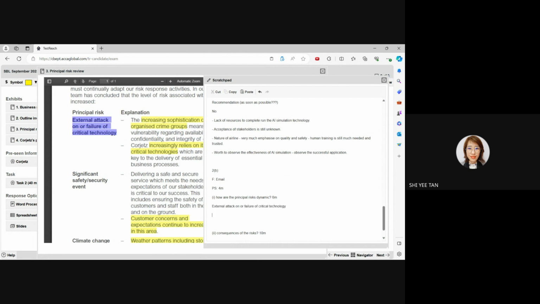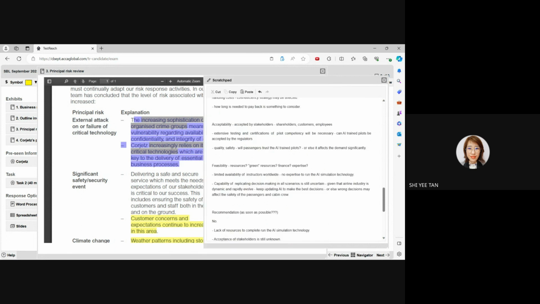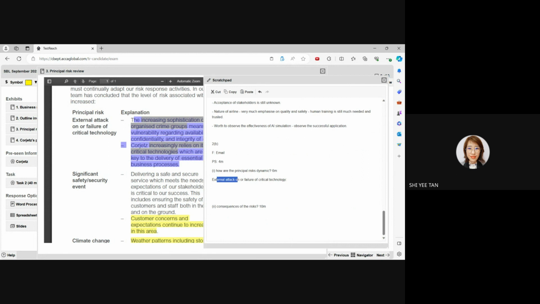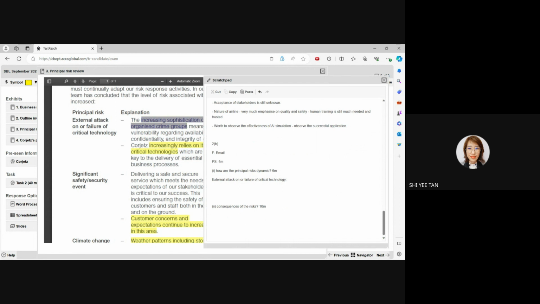So how is this risk dynamic? Actually, the answer is here. Dynamic means changing. Why is this external attack or failure of critical technology changing? Because there is an increased sophistication of organized crime groups. This is the answer. That's why the examiner said they were very disappointed, because the answer is there already, but students do not understand what dynamic is, so they didn't pick it up.